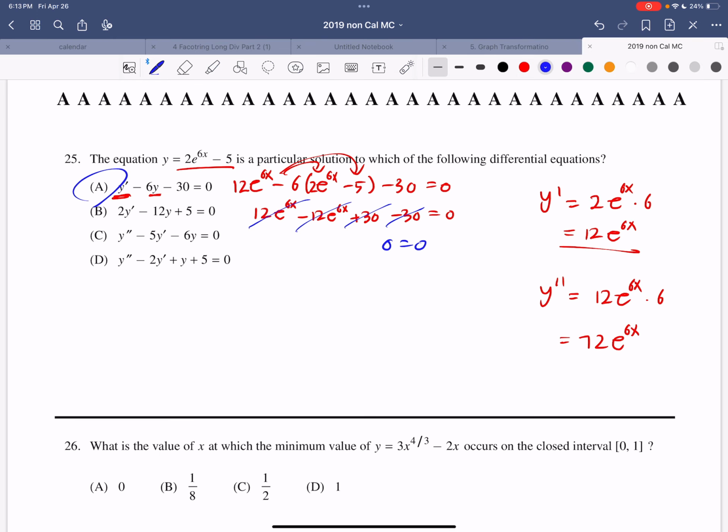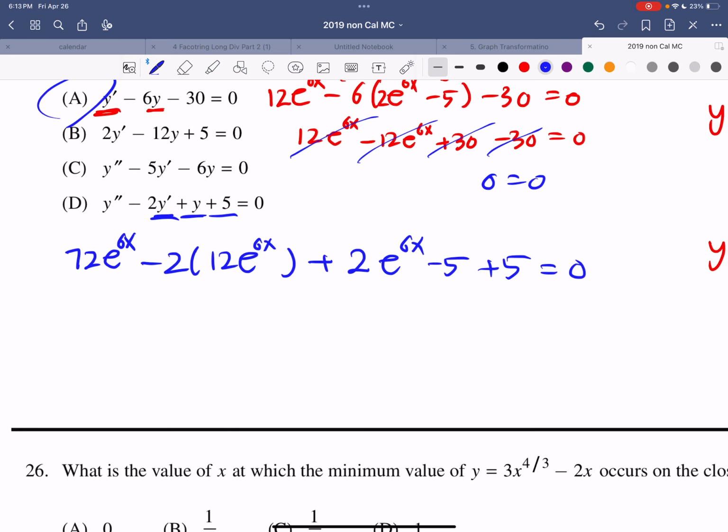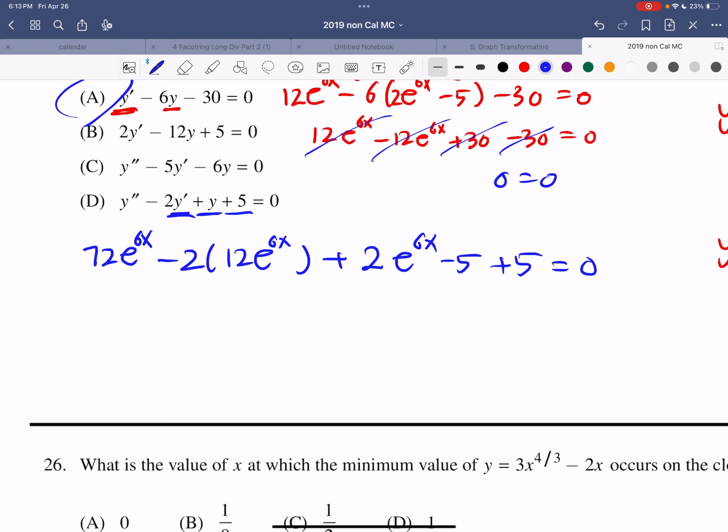I'll show you another one. So this is not going to be the answer for sure, but let's see how it works. Do you see this double prime? So instead of double prime, I'm going to put 72e to the 6x, minus 2 times y prime, which is this one, 12e to the 6x, plus y, which is this one, 2e to the 6x minus 5, and we have plus 5. And see if they are equal to each other. That's what we're doing. And obviously, it's not going to be true because watch this.